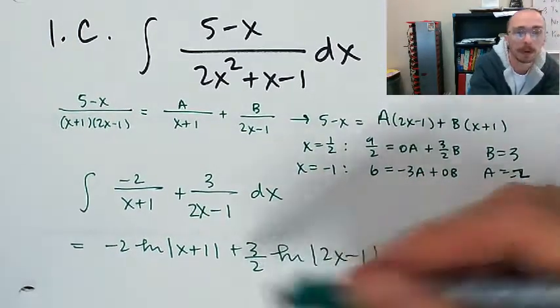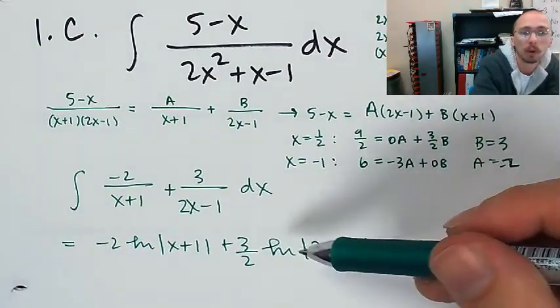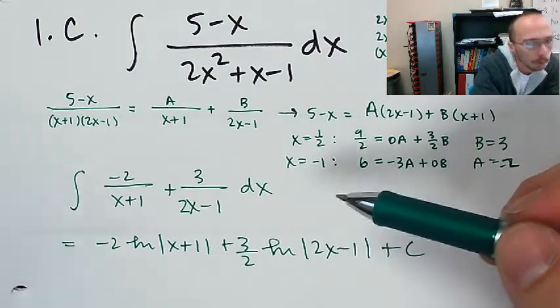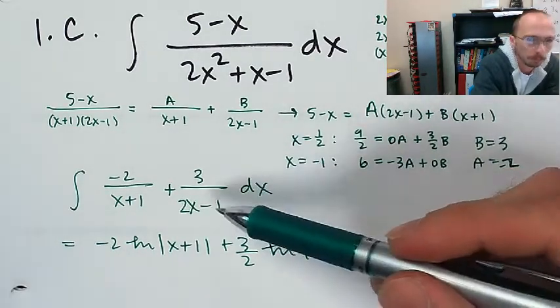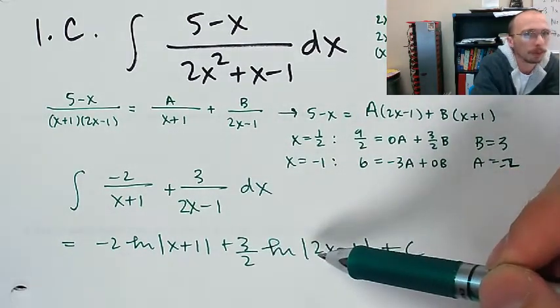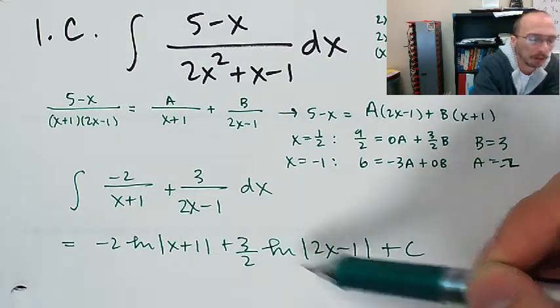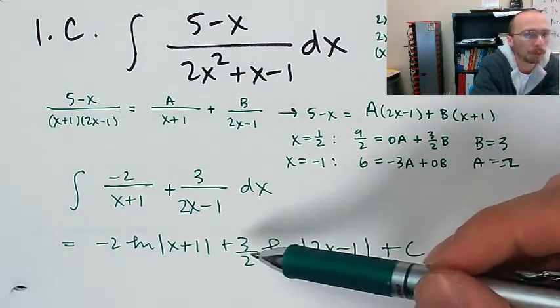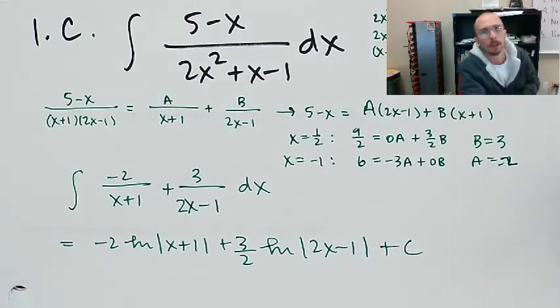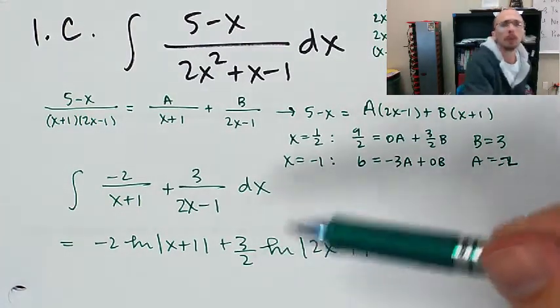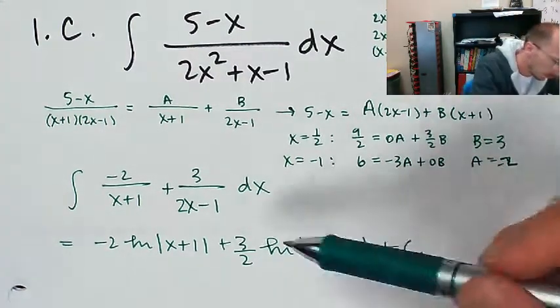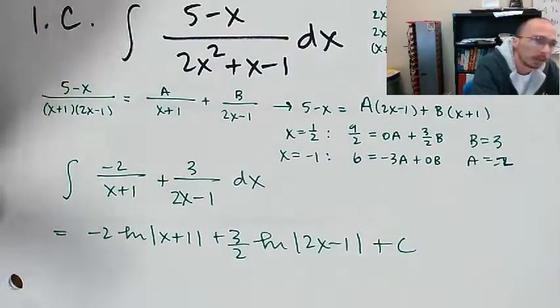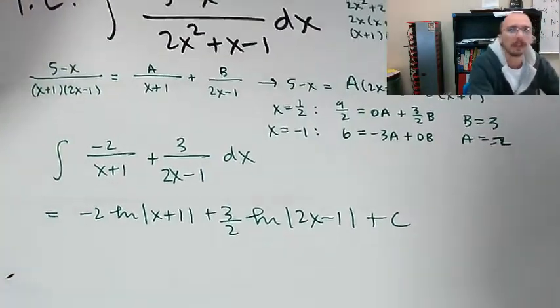And the reason for the divided by 2 here is you think about if you take the derivative of the log of 2x minus 1, you're going to get 1 over 2x minus 1. But then you'll also have to multiply by 2 for the chain rule. So in order to prepare for that, I'm going to divide by 2, so I end up with 3 over 2x minus 1 when I take the derivative. So I know I have a good antiderivative. That was the real 1c.